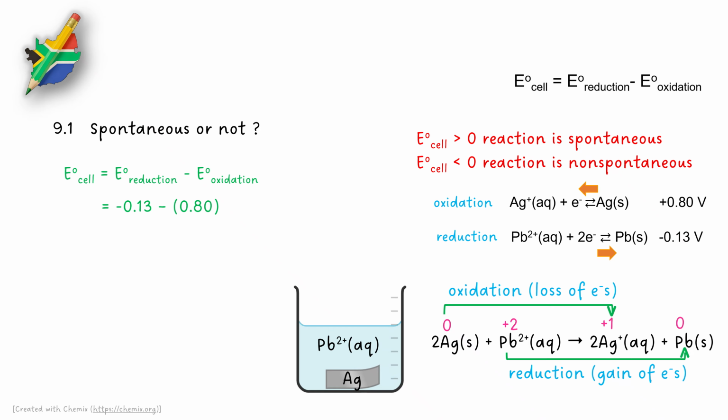We can put these values into the cell potential equation, and we get negative 0.93 volts. The negative sign tells us that the reaction given to us is non-spontaneous. To get the reaction to occur, external energy would need to be used to drive the reaction.